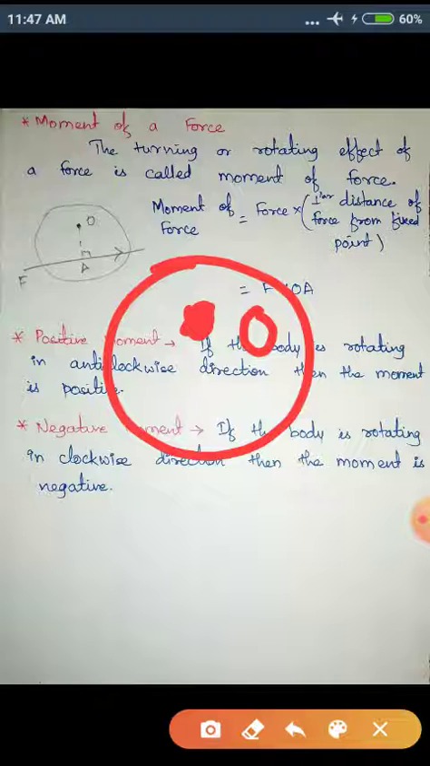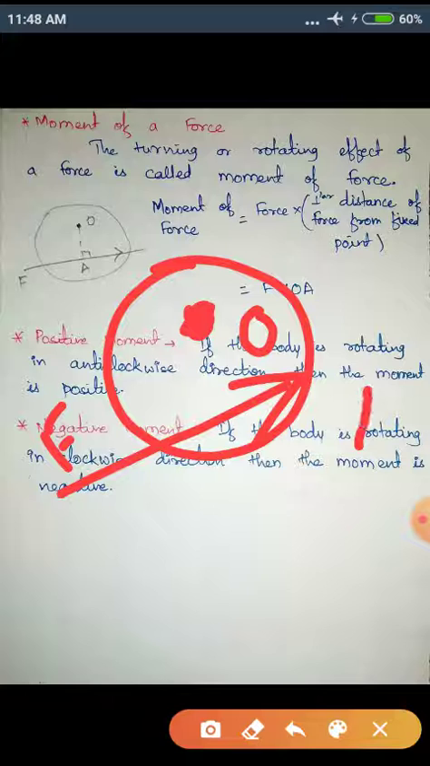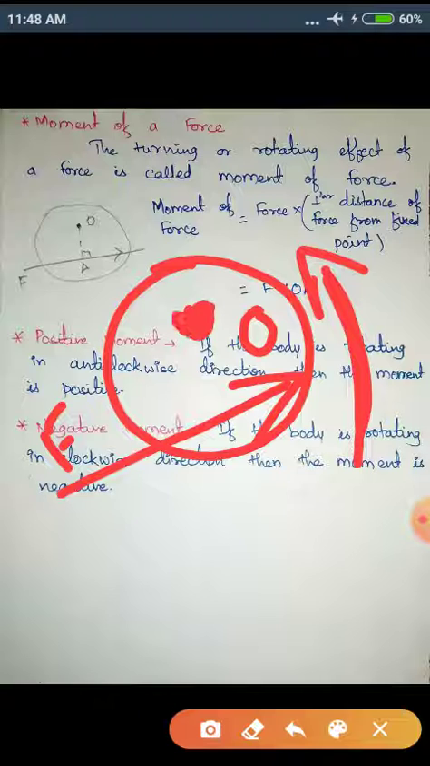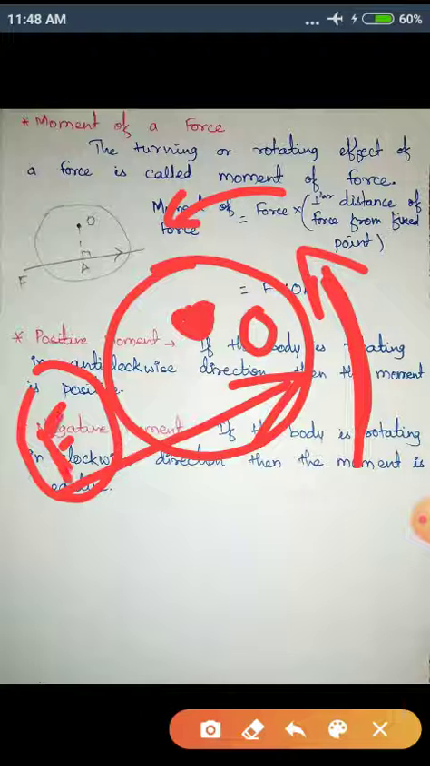Suppose a nail is fixed, and if I apply a force in this direction, what happens to the body? Does the body move or does it rotate? The body in this case rotates in this direction. Why? Because the body is fixed at one point. Therefore, this rotating effect of the force is called moment of force.